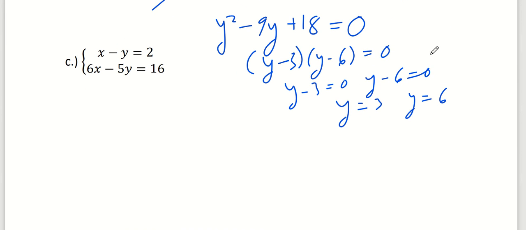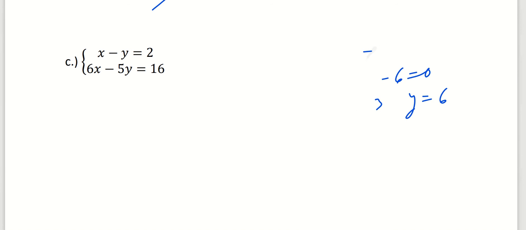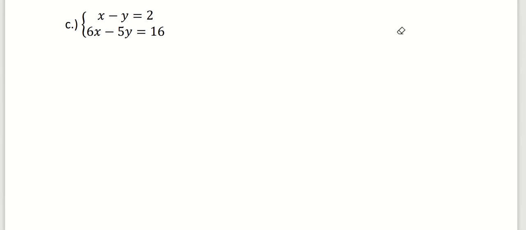Let's take a look at the next one. We have x minus y equals 2, and 6x minus 5y equals 16. Looking at this system, I see the first equation, and I say, well, that's probably pretty easy to get the x by itself, so I'm going to do that.